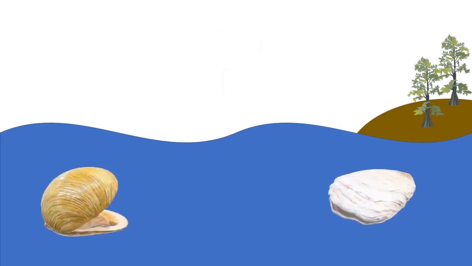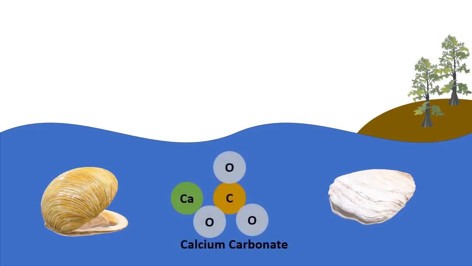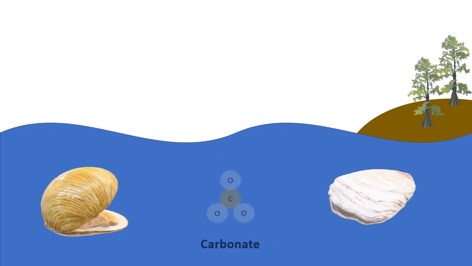We can take a look at mollusks, for example. These organisms build many of the seashells you find on the beach. The shells are made of a substance called calcium carbonate. Mollusks are able to make this molecule out of carbonate, which is naturally in ocean water.